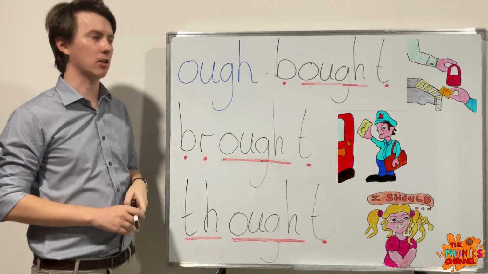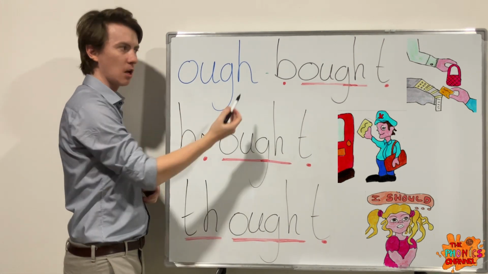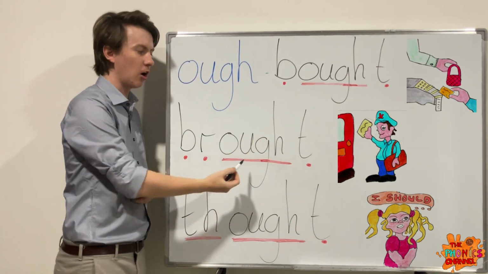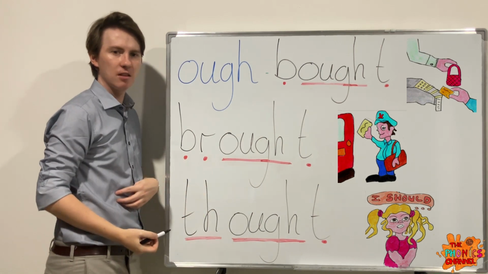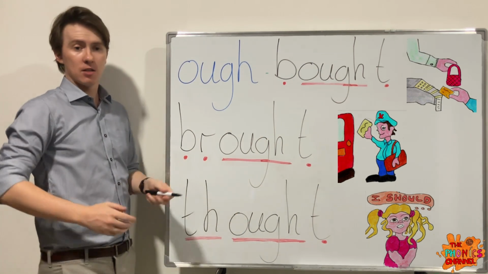Say it with me at home, like always. All, bought, b-ought, bought, brought, br-ought, brought, and fought, ought, fought.